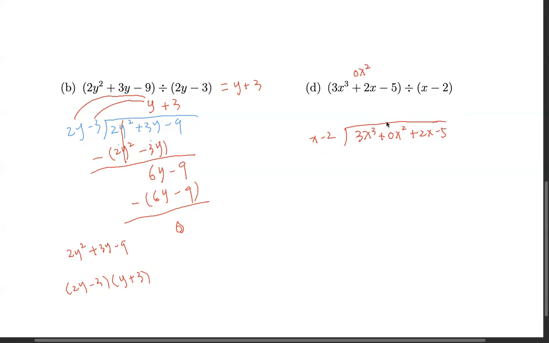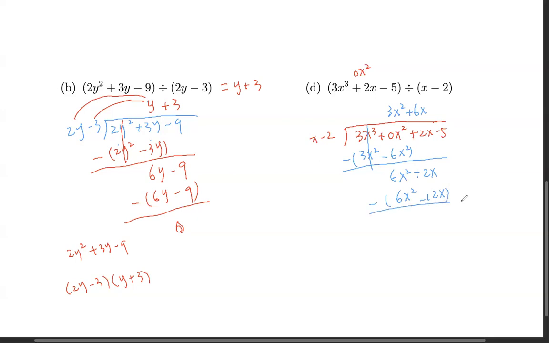For 3x cubed, we need a 3x squared. Then negative 2 times 3x squared is negative 6x squared. We do subtraction. It's cancelled. 0 minus negative 6x squared becomes positive 6x squared. Take an x down. Now we need to put a 6x here. 6x times x is 6x squared. 6x times negative 2 is negative 12x.